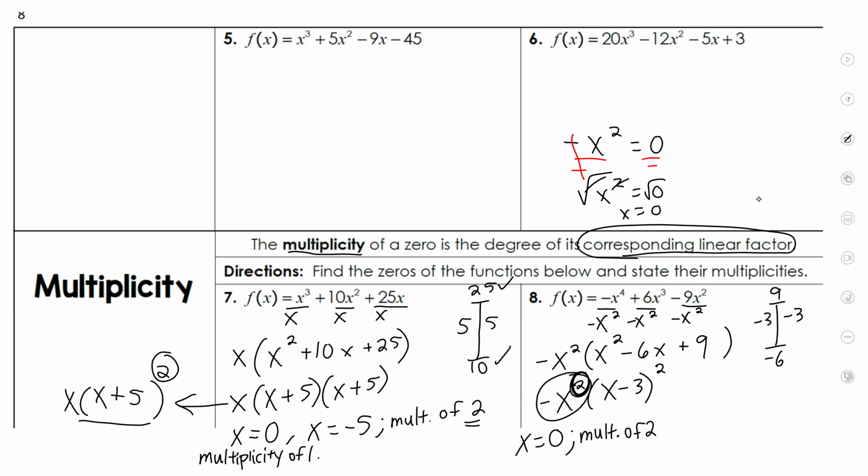What do I get for this answer? Yep, you get x equals 3. What's the multiplicity? 2. Multiplicity of 2. Because remember, I had x minus 3 and x minus 3, and I just condensed it to 2 of them. Do we understand what multiplicity means? Okay, great.